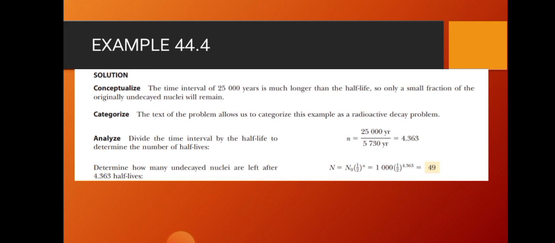To finalize the result, as we have mentioned, radioactive decay is a probabilistic process and accurate statistical predictions are possible only with a very large number of atoms. The original sample in this example contains only 1,000 nuclei, which is certainly not a very large number. Therefore, if we counted the number of undecayed nuclei remaining after 25,000 years, it might not be exactly 49.